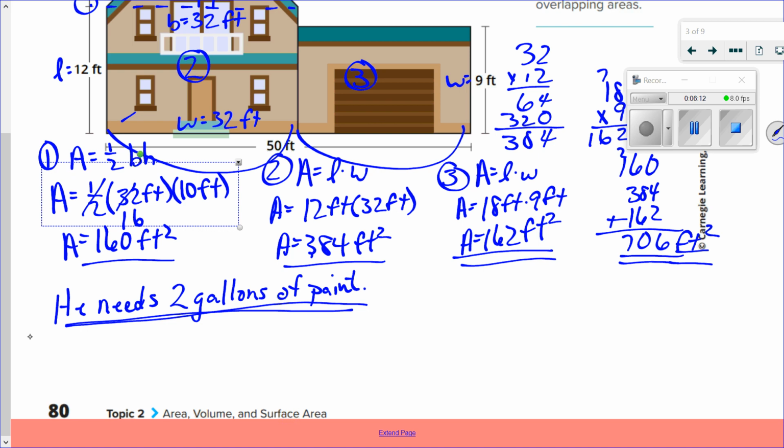So, is there anybody who doesn't understand any piece of this? Jaden, thank you for being honest. Which part don't you get?